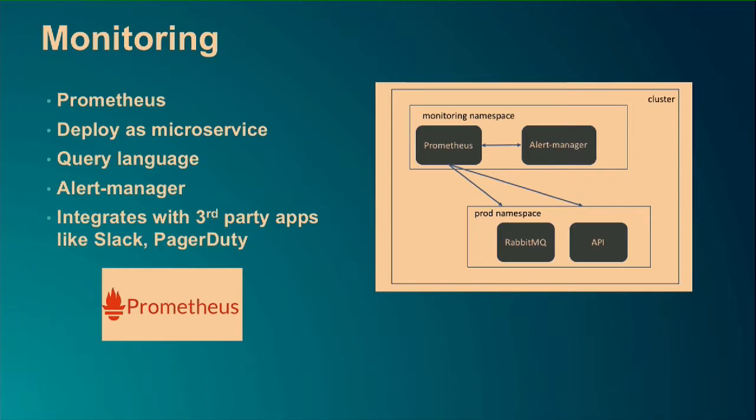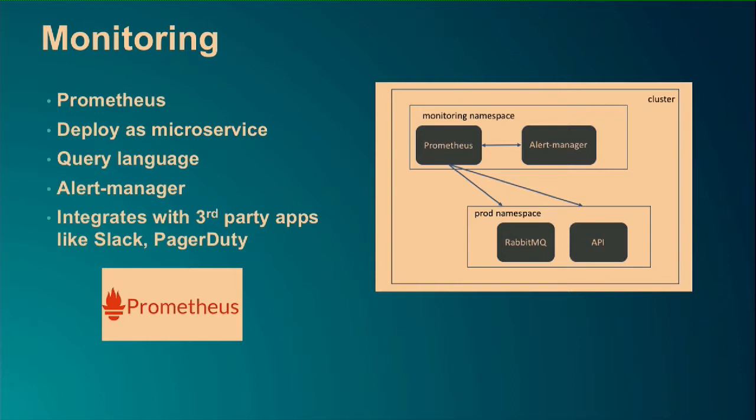Prometheus provides a time series data model identified by metric name and some key value pairs. It has some other advantages because it comes with a declarative query language, and it provides alert manager out of the box, which integrates with other third-party apps like Slack and PagerDuty. So we've deployed Prometheus in a separate namespace from the namespace where the apps are running.